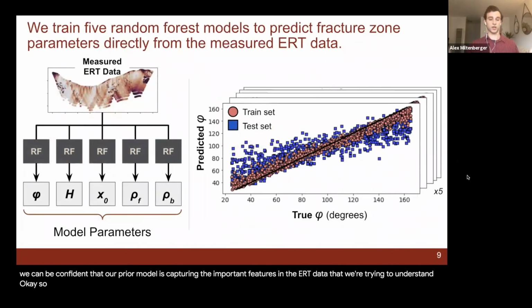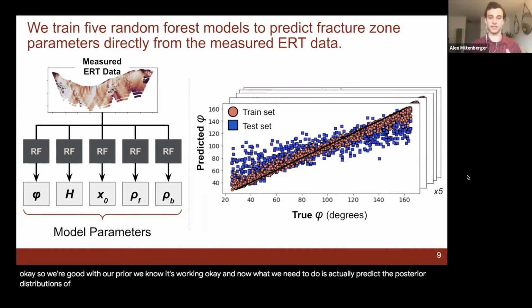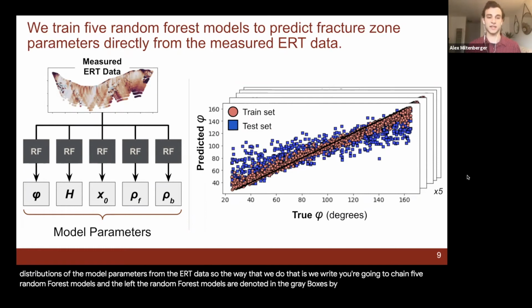Okay, so we're good with our prior. We know it's working okay. And now what we need to do is actually predict the posterior distributions of the model parameters from the ERT data. The way that we do that is we're going to train 5 random forest models. On the left, the random forest models are denoted in the gray boxes by the RF.